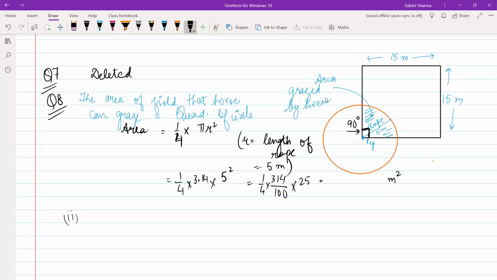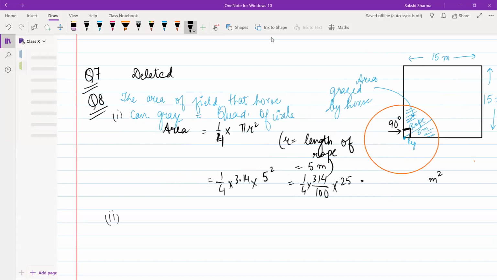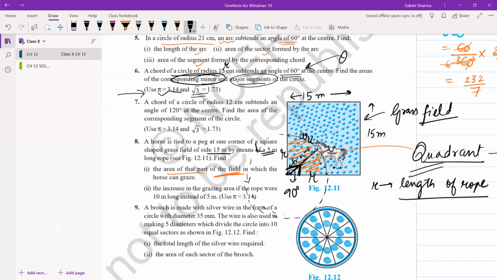And then the second part says, let's take a look at the second part because you are only left with the calculation in the first part. Second part, the increase in the grazing area if the rope were 10 meters long instead of 5 meters. तो अगर rope की length increase कर दी जाए तो area भी increase हो जाएगा. Only the radius of the circle will change. The rest of the work is same. आप second case में area of quadrant फिर से निकालोगे, and then you will find out what's the difference in the two areas.